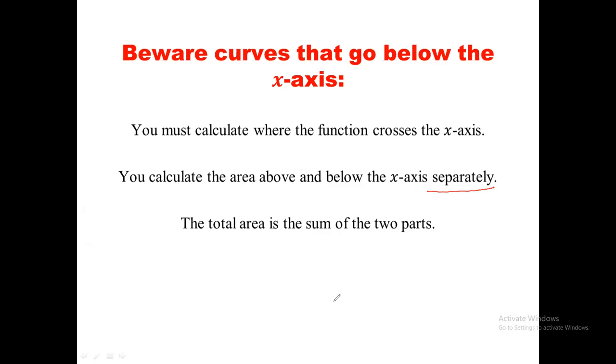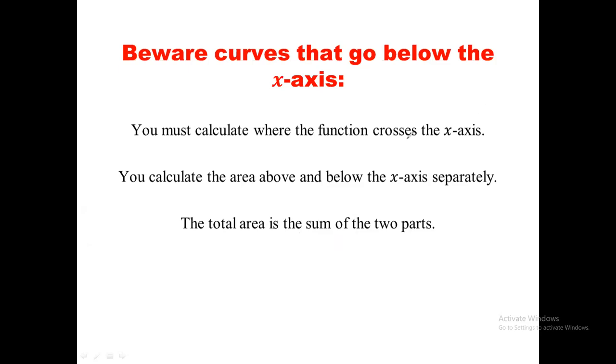Because if the function crosses the x-axis and a portion of it is found below the x-axis, the manner of determining the area should be separate. You determine the area on top of the x-axis and the area below the x-axis and then take the sum of the two. It is not that you're simply going to evaluate one integral through and through. Now, that would be illustrated by this example.